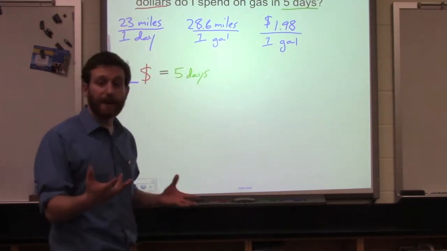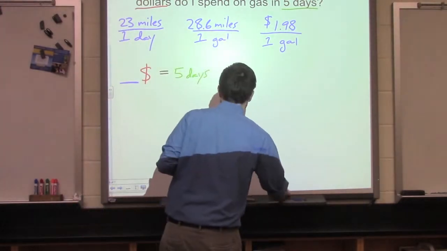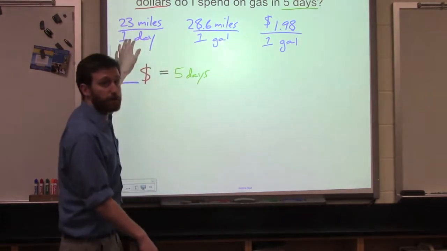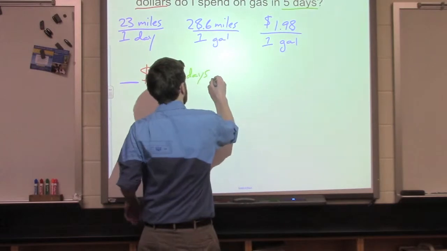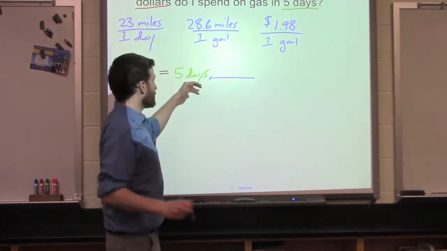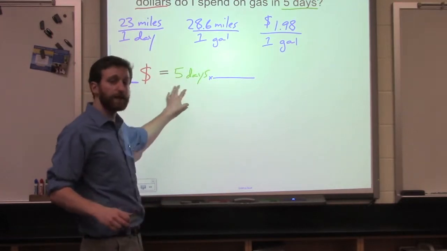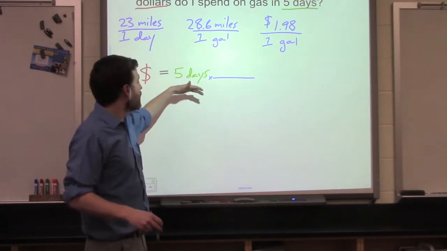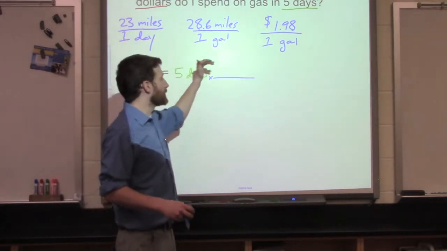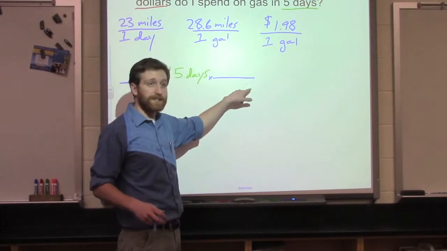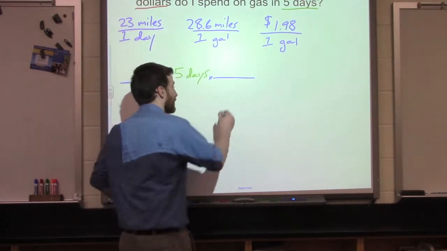First thing I'm going to do is ask myself, what do I know about days? I've got to cancel days. Well, I know that for every 1 day, I drive 23 miles. So I know that the numerator, and you could think of this as 5 days over a unitless 1, the unit on the numerator must be the unit on the successive denominator. So whatever's up here must go down there.